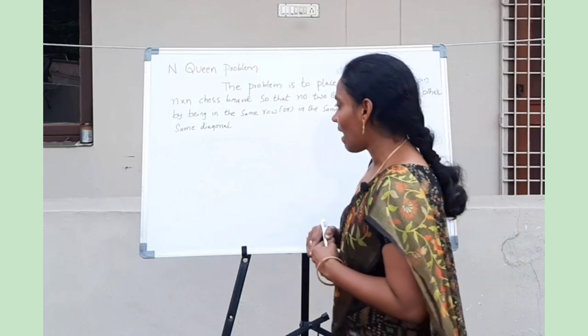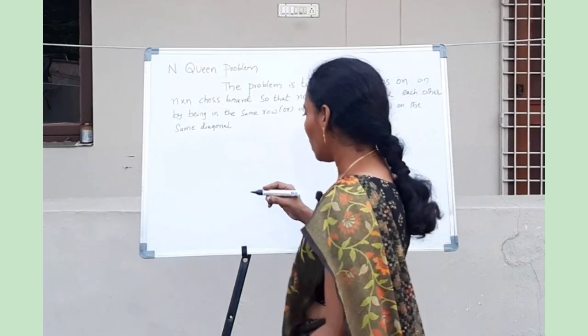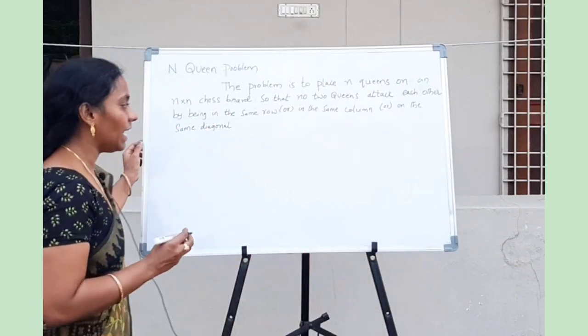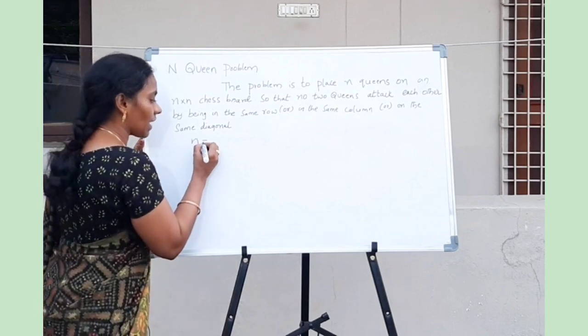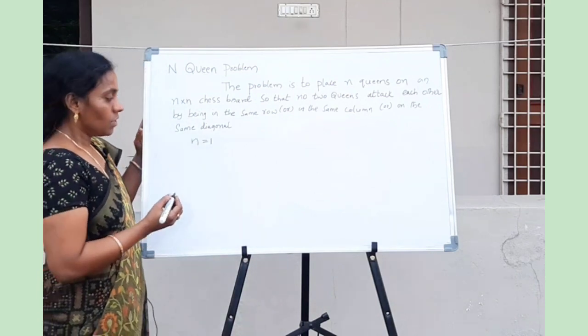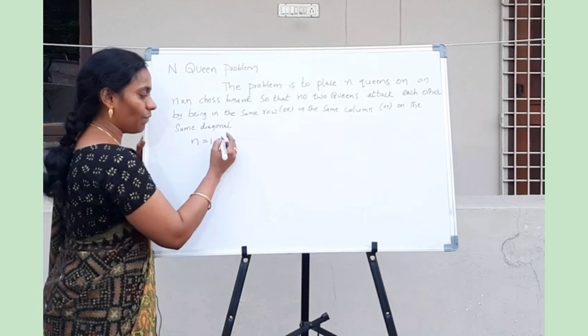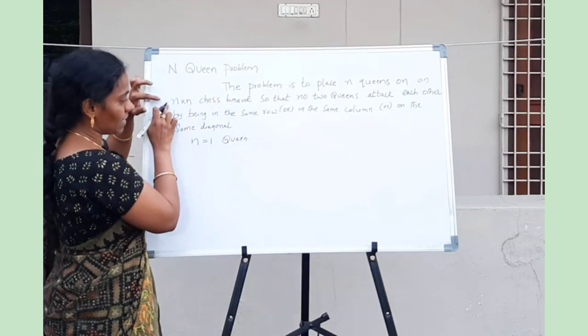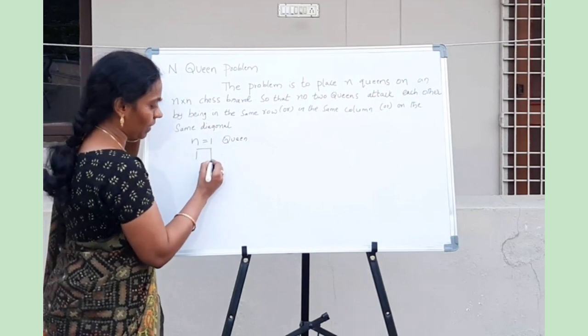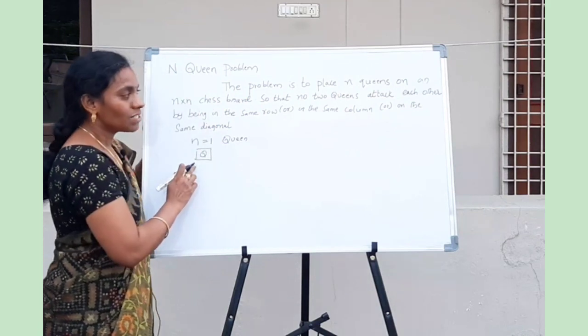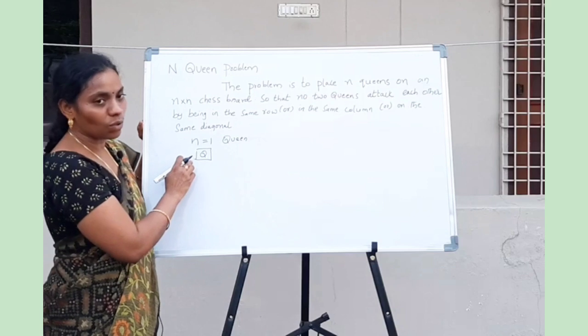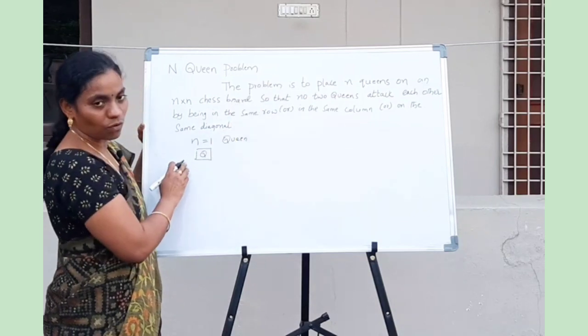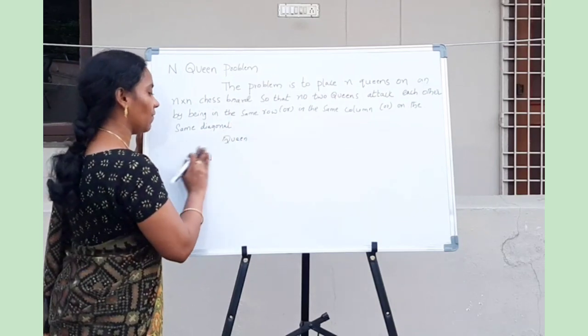So let's start with the solution for n equals 1. What does that mean? We have only one queen. The chessboard we have to consider is n by n, that is a 1 by 1 chessboard, with only one queen. There is no way of any attacking because we have only one queen. So we cannot consider n equals 1.